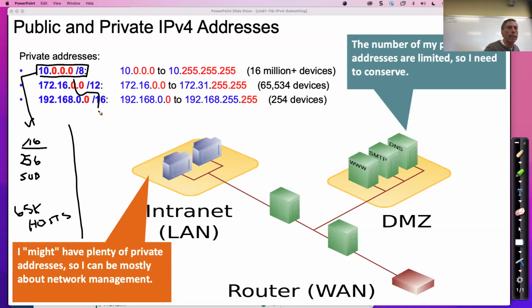Or I could take this same /8 and just say, I'm going to make it a /24. What does that mean? That means I'm going to use the second and third numbers as part of the network. That gives me 65,000 subnets of 254 hosts per subnet.